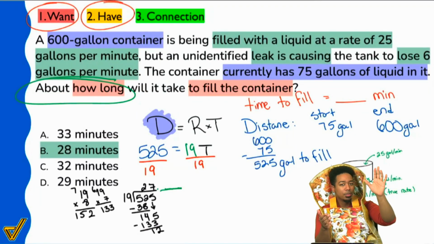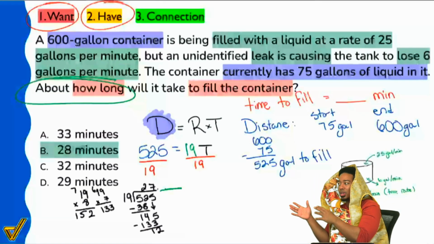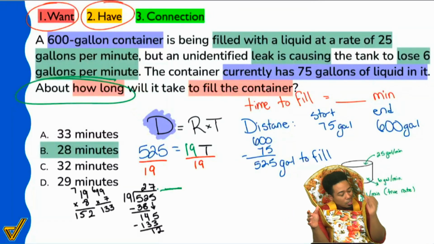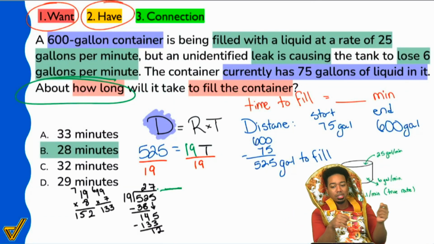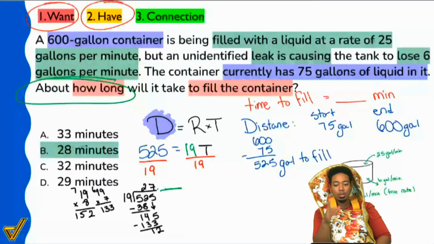Everybody, do we see that? This is a straightforward distance rate time question, but we had to do a little more work to understand what distance and rate would be. Let me know if that makes sense.